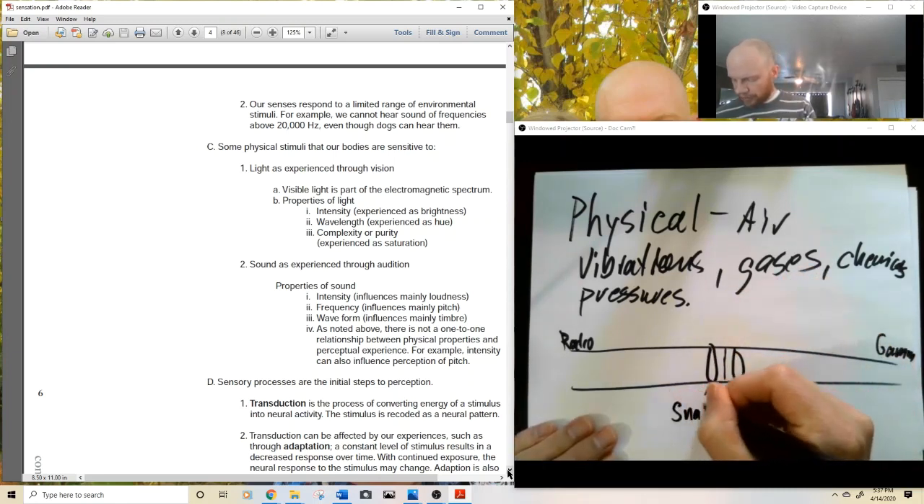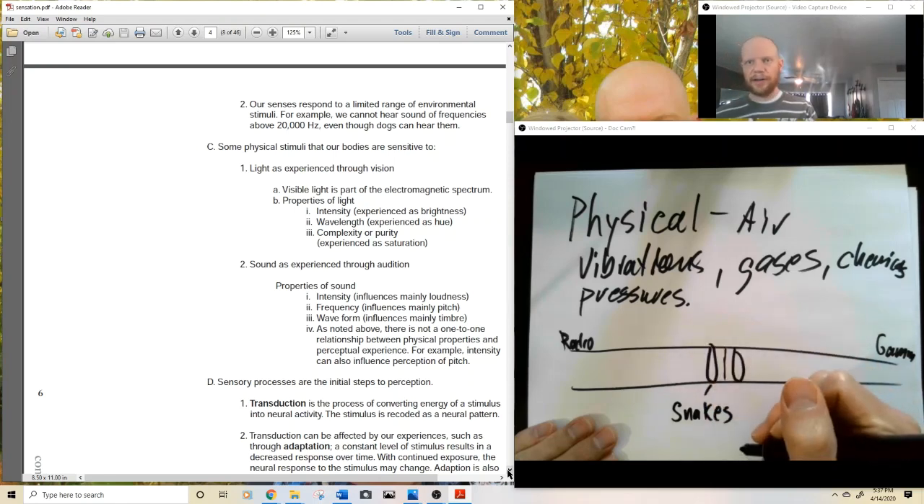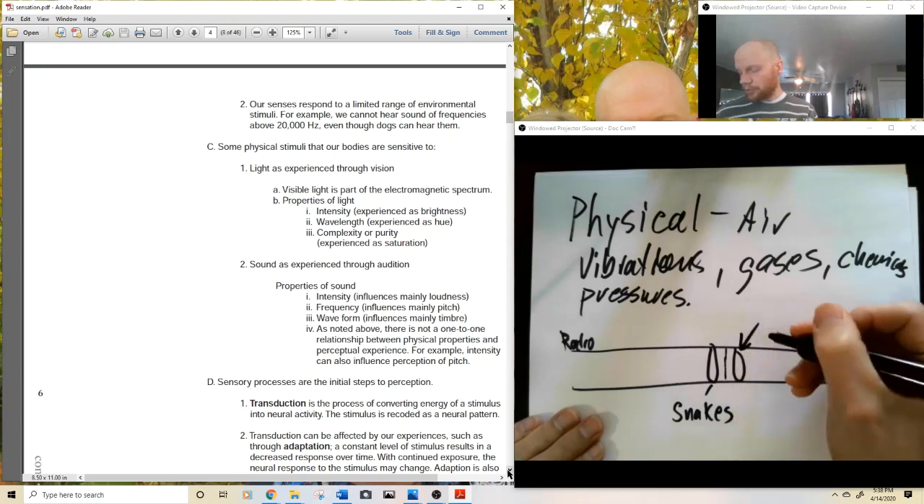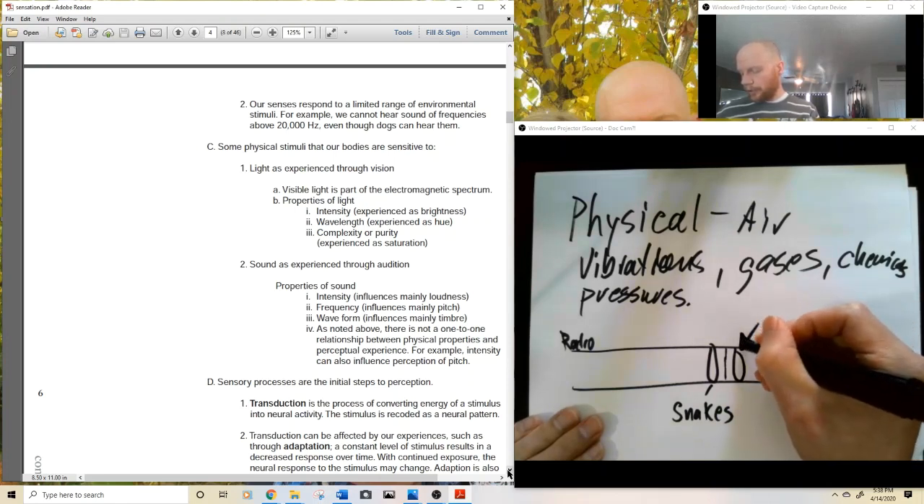Snakes, pit vipers can sense infrared. And what is it? A few animals can sense ultraviolet. I think maybe scorpions. I'm not 100% sure on that. I can't remember off the top of my head. Some animals can sense ultraviolet. Really cool thing that happened.